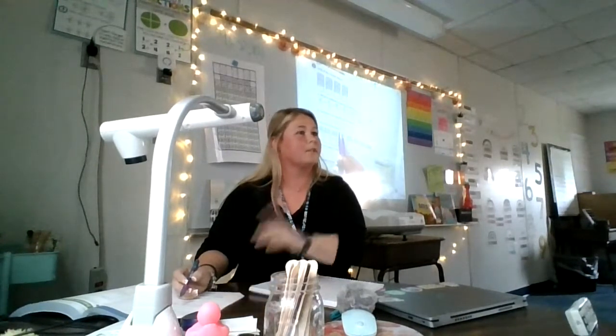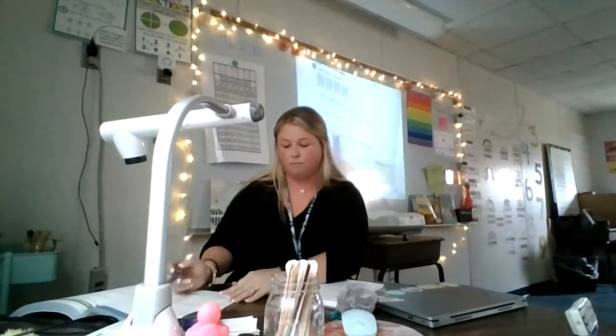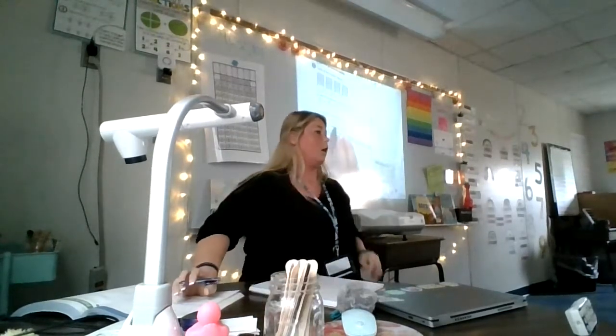Nope. Try again. Cydia, go ahead. 4. Is the 4 a whole? 4 is the whole. So look at the problem above here. If we have 2/3 plus 2/3 plus 2/3 plus 2/3, we have 4 groups of 2/3 all together. So 4 times 2/3 is going to give us what?